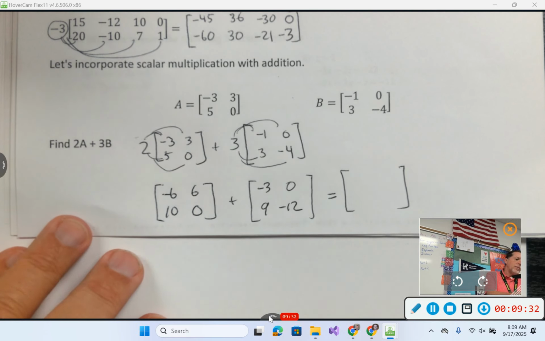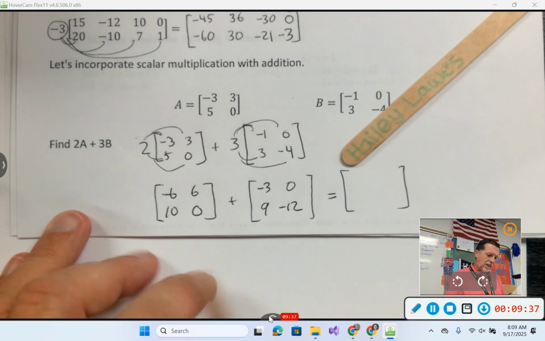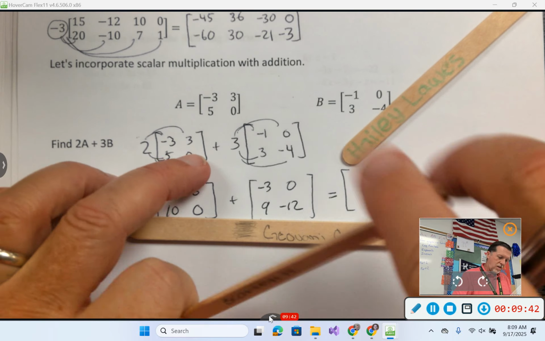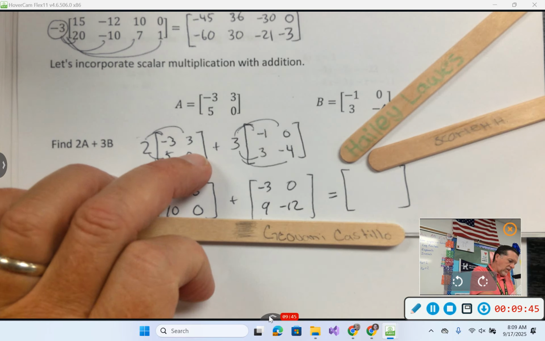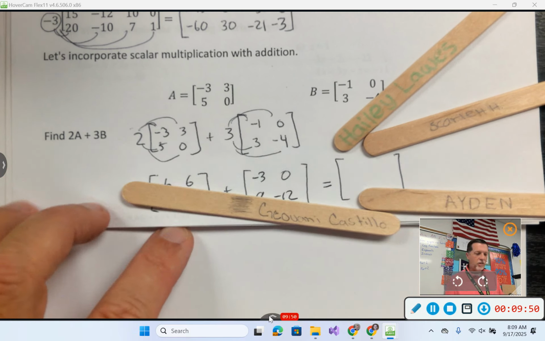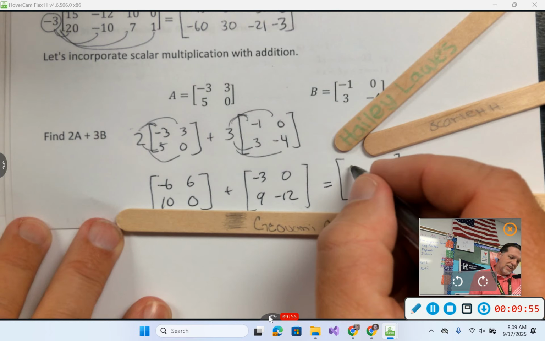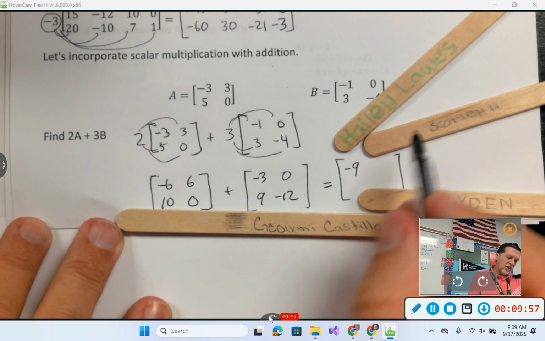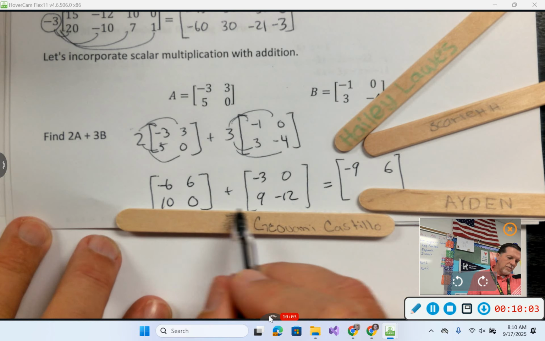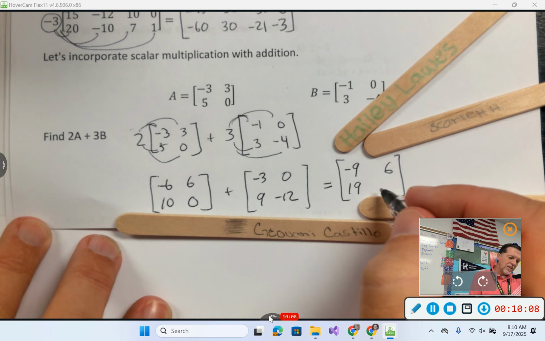Let's pick 4 people because why not? Haley, Geo, Scarlett, and Aiden. Haley, how about top left plus top left? -9. Scarlett, top right plus top right. Geo, bottom left plus bottom left. And Aiden, bottom right plus bottom right. Negative 12.